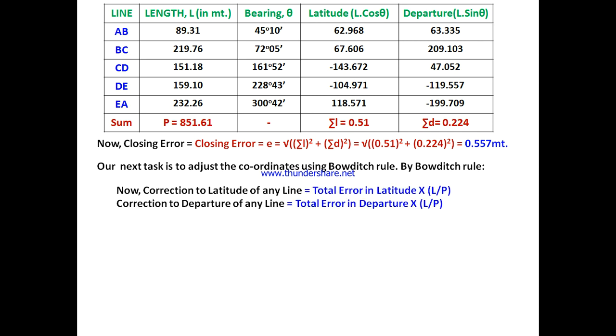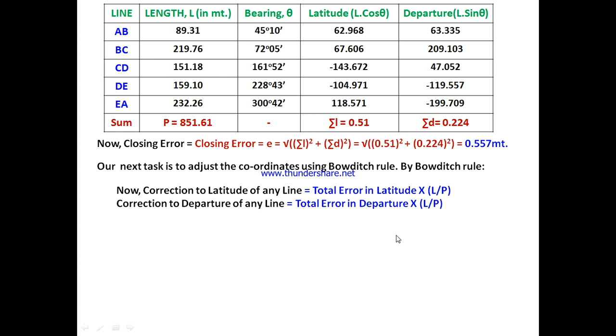So by Bowditch rule, what we need to do? We need to make the correction, and it will be equal to the total error in the latitude, multiplied by the length of the particular line. For example, for AB, 962.968 upon the perimeter of the traverse. The perimeter means the sum of all the lines.